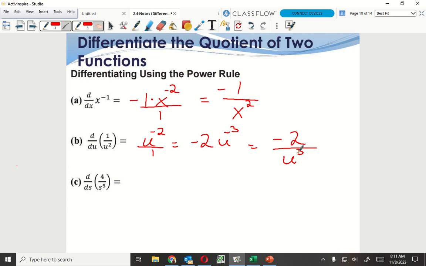So let's rewrite C. I want you people to try and rewrite C first, and then I'll do it. Rewrite C, and then try to take the derivative.